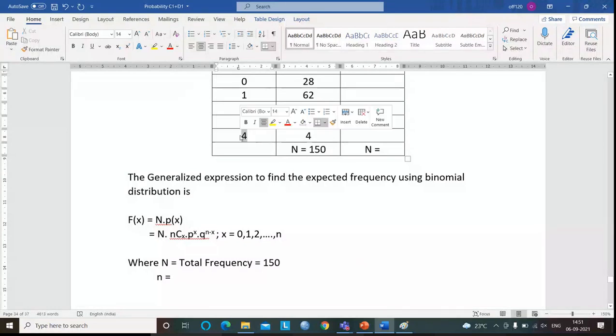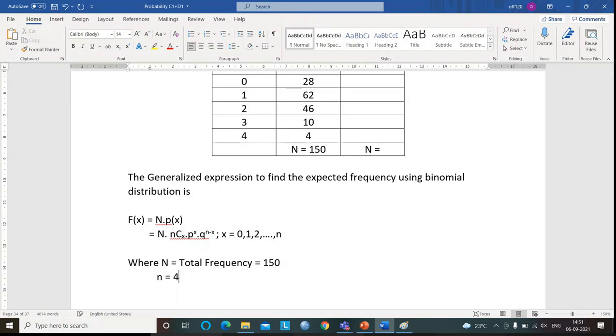But in binomial distribution, we always take small n equal to the highest value. Why? Because in the previous problem, when 10 coins are tossed simultaneously, the maximum number of successes will also be 10 only. We cannot get 11. There also we started from 0. I never said that 11 successes are there, which means x cannot be equal to 11. It is always equal to the highest value in binomial distribution. So n is equal to 4.